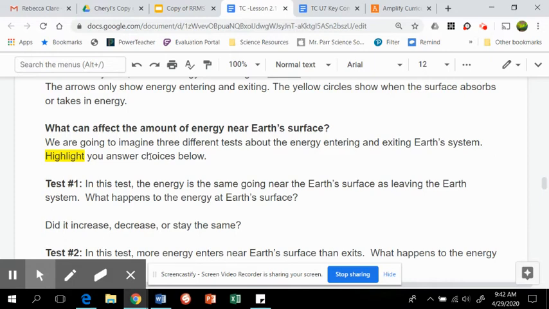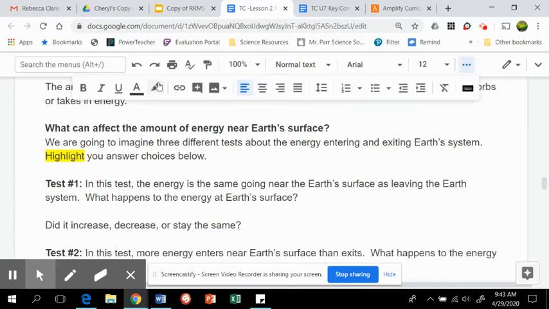We are going to imagine 3 different tests about the energy entering and exiting Earth's system. You're going to highlight your answer choices below. All right, so we're just imagining. Test number 1. In this test, the energy is the same going near the Earth's surface as leaving the Earth system. What happens to the energy at Earth's surface? Did it increase, decrease, or stay the same? So the energy is the same going near the Earth's surface as leaving. So that would mean they're pretty balanced. They're stable.